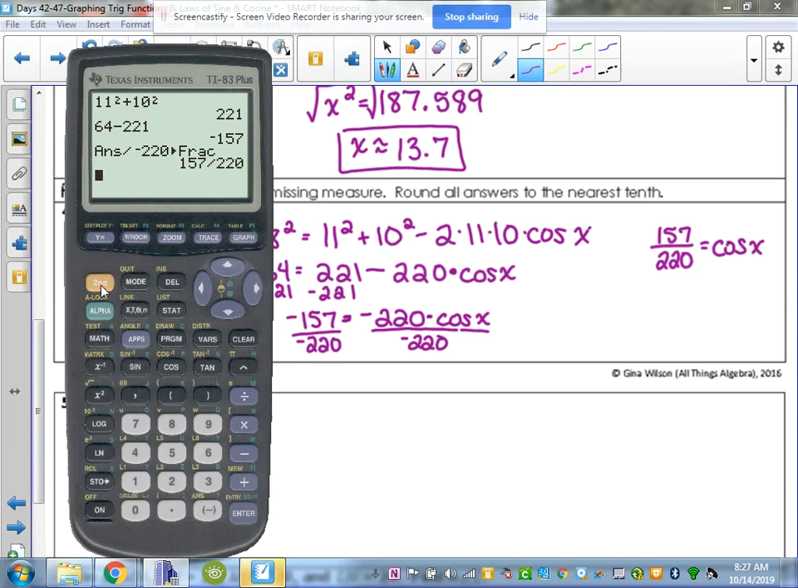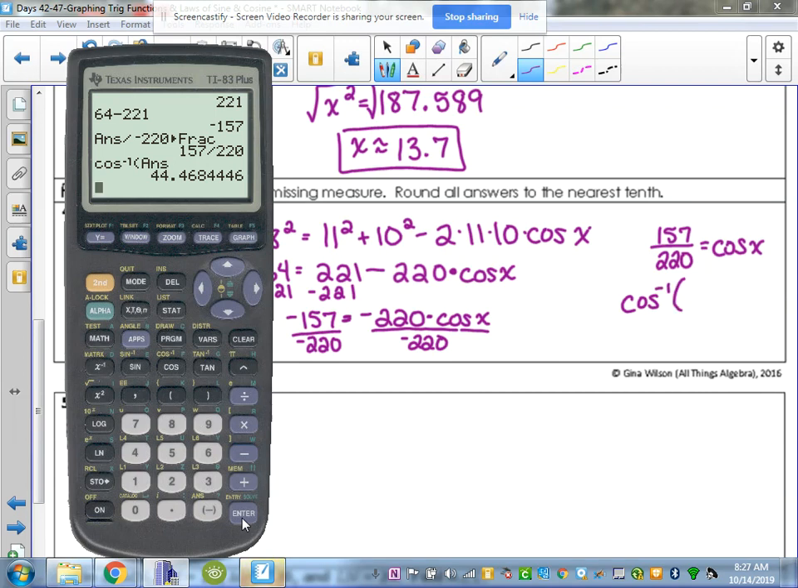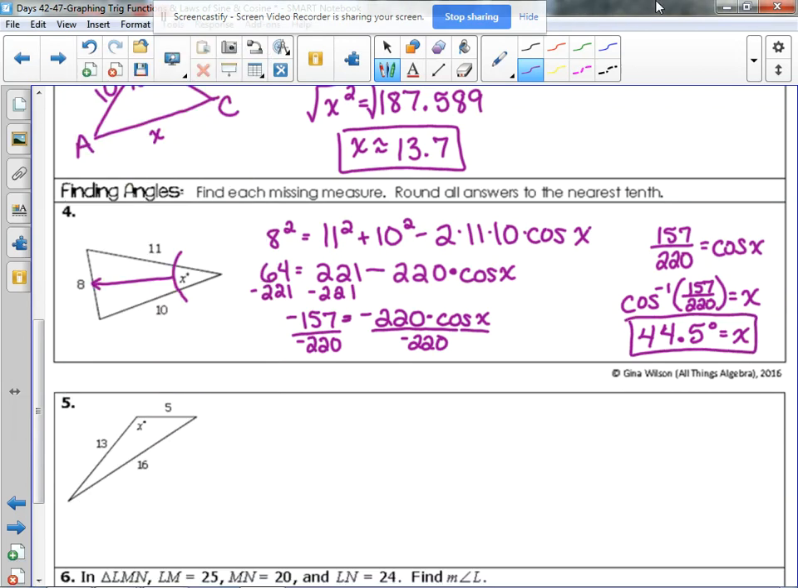We're solving for x, so we need to do the inverse cosine of 157 over 220 for our angle x, and we get 44 point, I wanted us to round to the nearest tenth, so 44.5 degrees. Don't start getting lazy on me and leaving your degrees off. Okay, you need to be clear that that is an angle and not one of your side lengths.